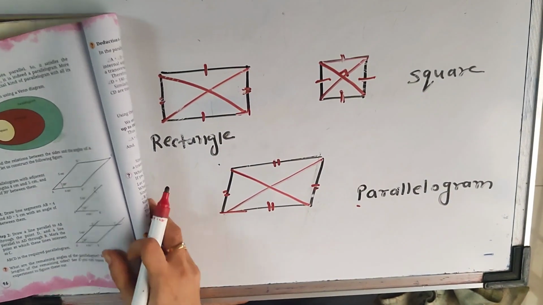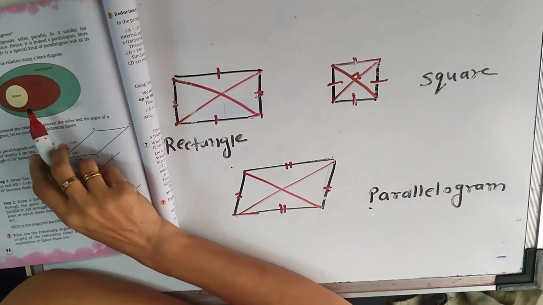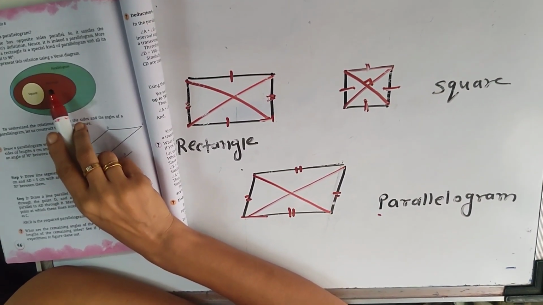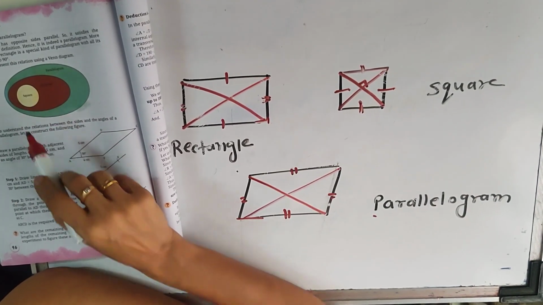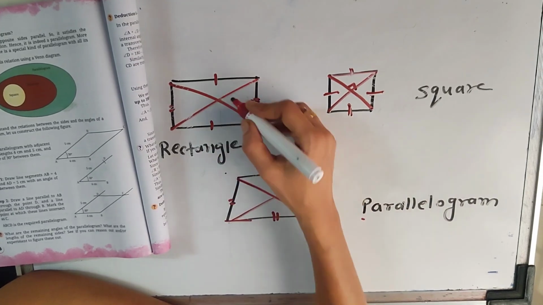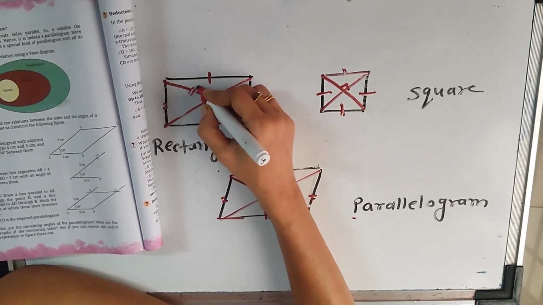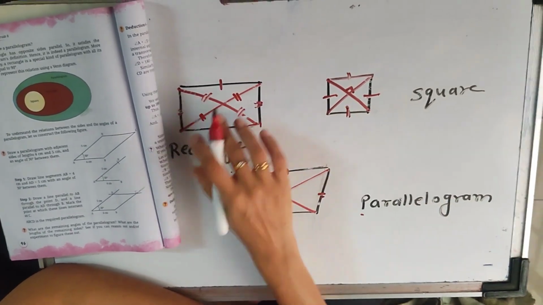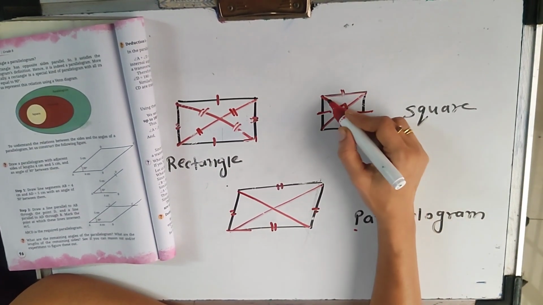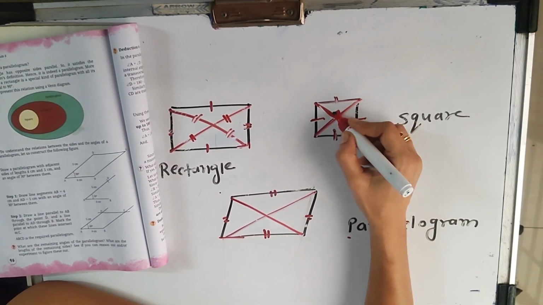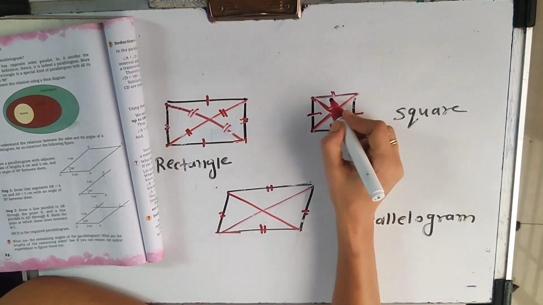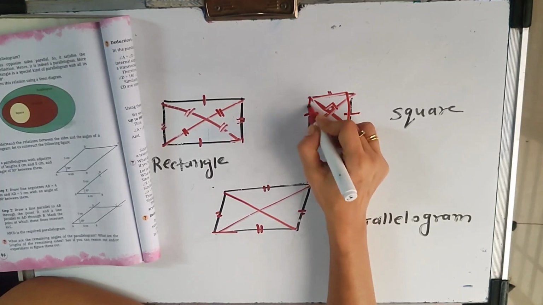See here, one figure is given in your textbook. Here all squares are rectangles but not all rectangles are squares. Why? Because when the diagonals bisect each other in a rectangle, we get two equal parts. Bisect means we get two equal parts. In a square, when the diagonals bisect each other, we get a 90 degree angle. A square is a special type of rectangle with all four sides of equal length.